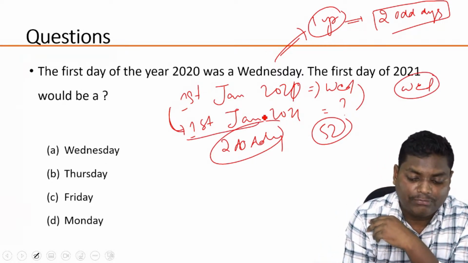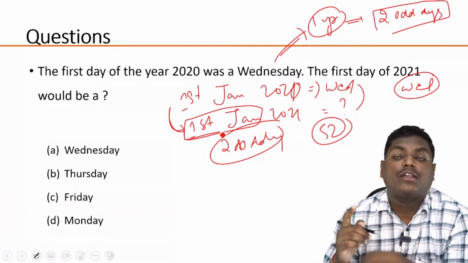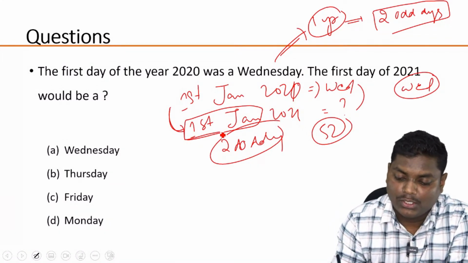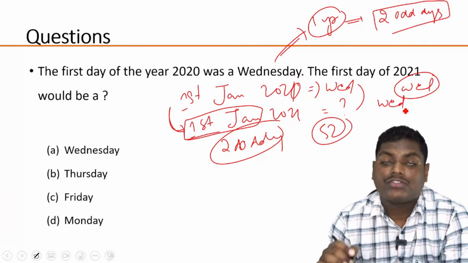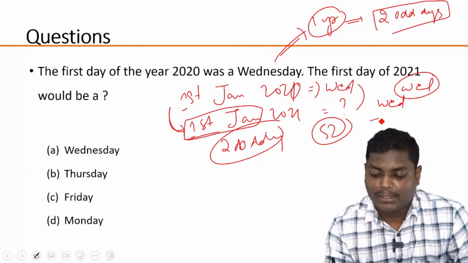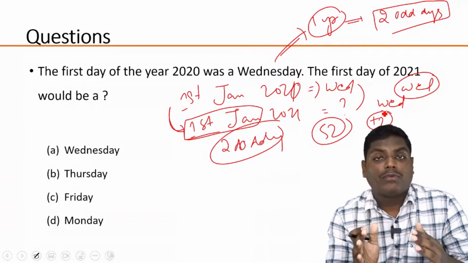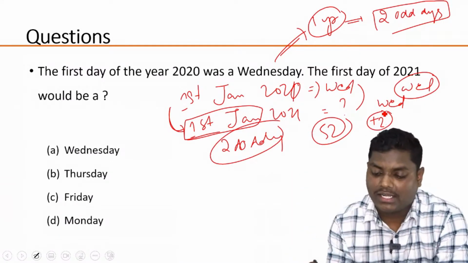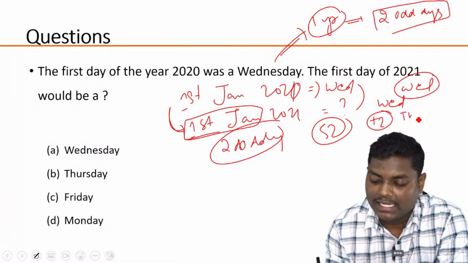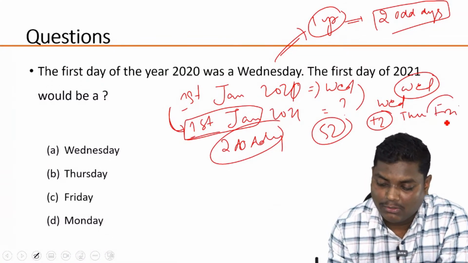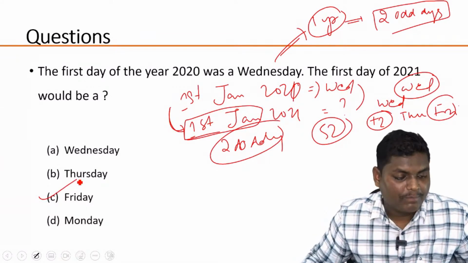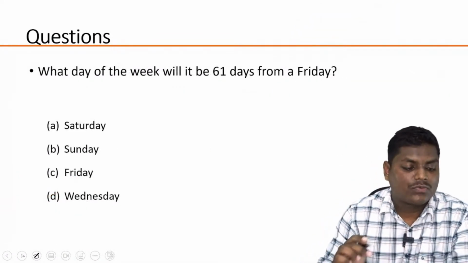So for the first Jan, you just need to add 2 days here. Since it is Wednesday, you just need to add 2 more days over here. Till Wednesday to Wednesday, 52 weeks will be done, now we are having 2 more days extra. So these 2 days will be Thursday and Friday. So the correct answer is Friday, C. Correct. Now moving to the next question.